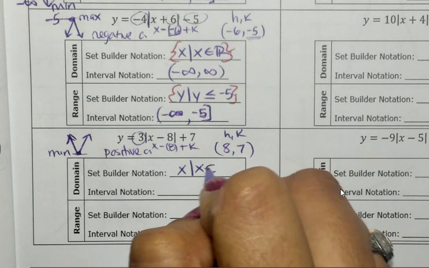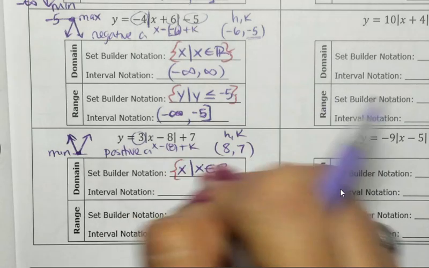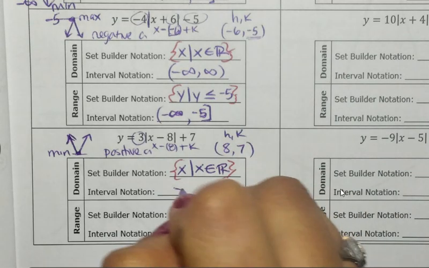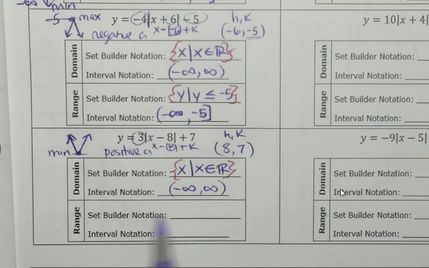For the domain, it will never really change unless it stops at a certain extent. But these are just functions, so they're not going to stop. It's just going to go left and right forever, creating all real numbers, -infinity to +infinity. But the range is the one you've got to think a little bit more about.